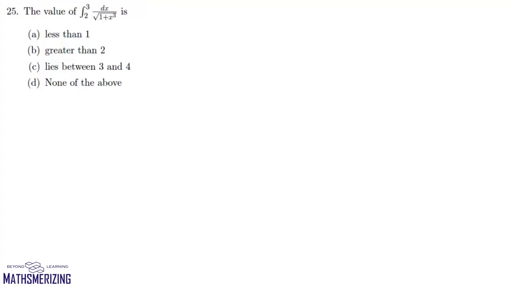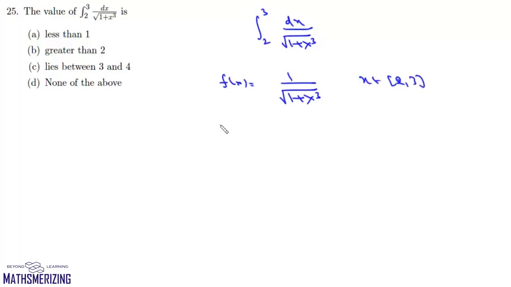Now here the question is we need to find which of the following options is true vis-a-vis this integral, which is from 2 to 3 dx upon under root of 1 plus x cube. Now what we'll do is we'll consider this function f(x), which is 1 upon under root of 1 plus x cube in the interval 2 to 3. Now if we find f dash x, this f dash x will be minus 1 by 2 into (1 plus x cube) to the power minus 3 by 2 into 3x square, which is less than 0.